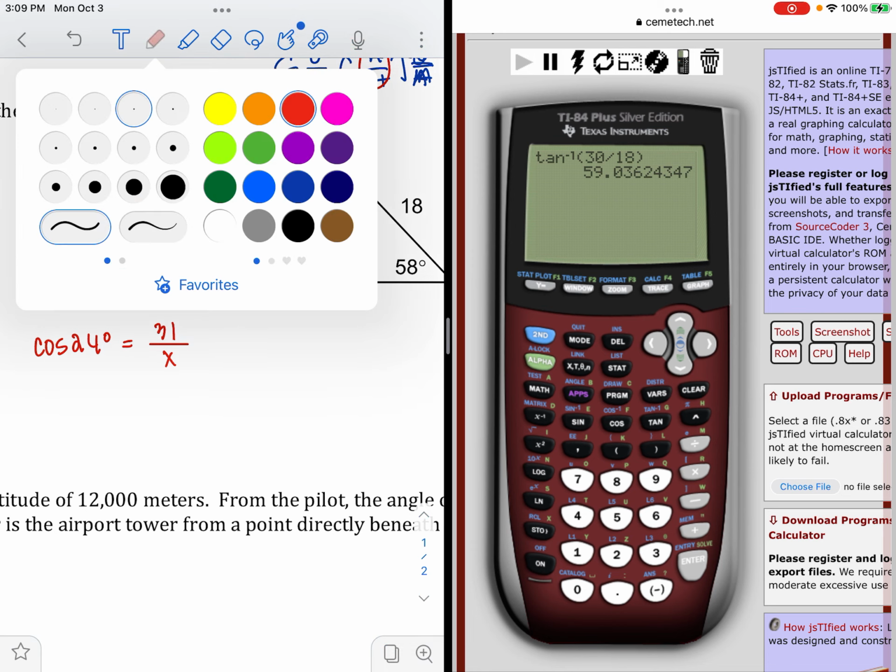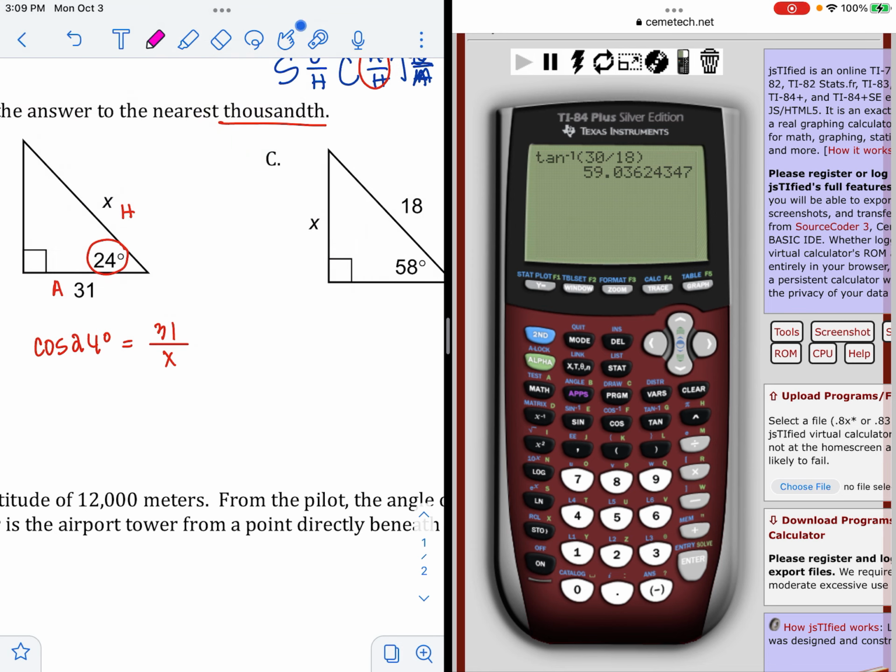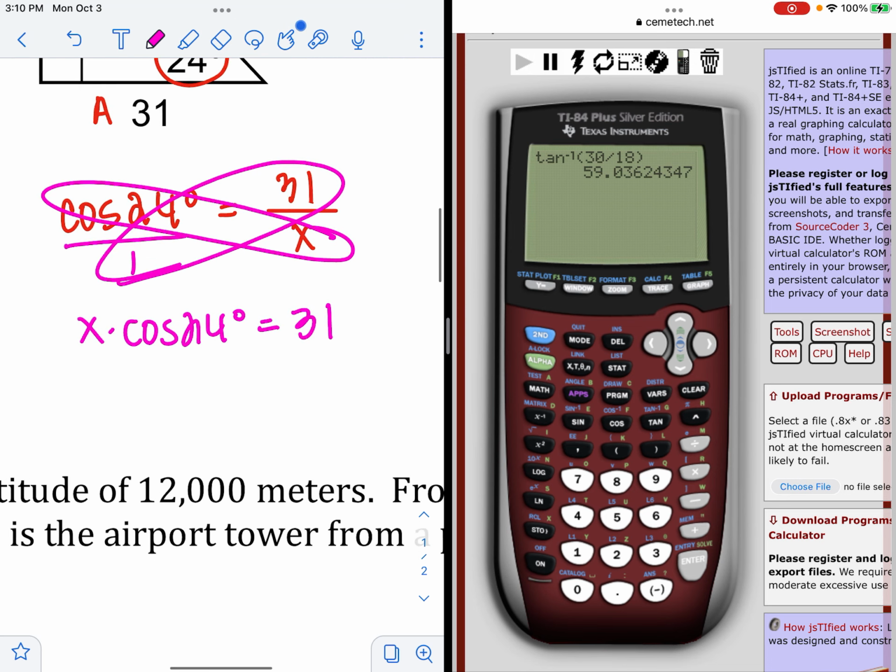Now I'm solving for a missing side. Remember, you're solving for a variable and a fraction here. So the easiest way to solve this is to make this a fraction too, and then cross multiply. So I have x times the cosine of 24 is equal to 31. And now I need to get x by itself. Remember, this is multiplication right here. So I'm going to divide both sides by cosine of 24. Forgot about my divided by there.